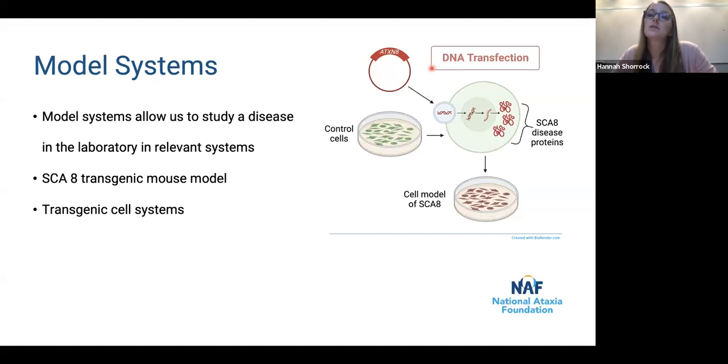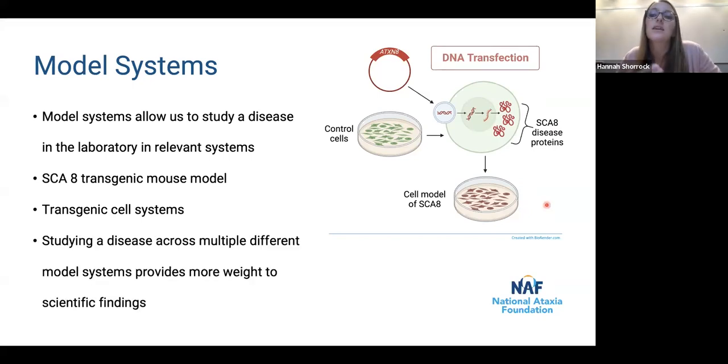And so what we've done with this DNA transfection is we've turned these control cells actually into a cell model of SCA8. And so with that model system, we can understand exactly what these proteins are doing within the cell. We can start to understand what the RNA might be doing in the cell and how this affects the overall cell health.